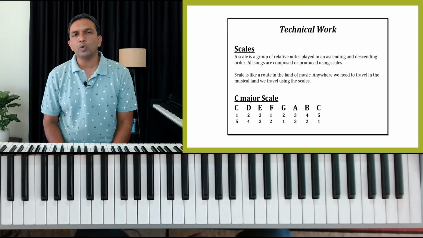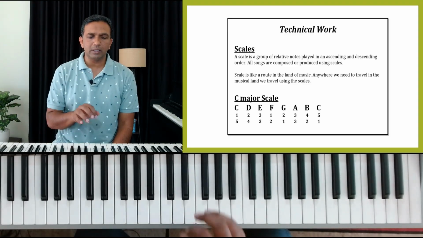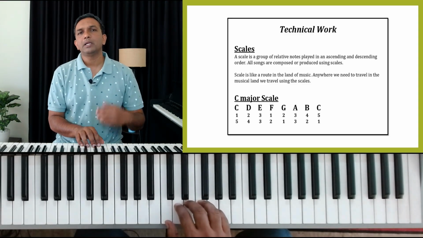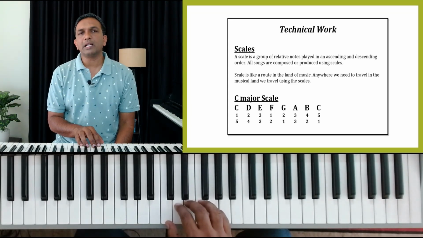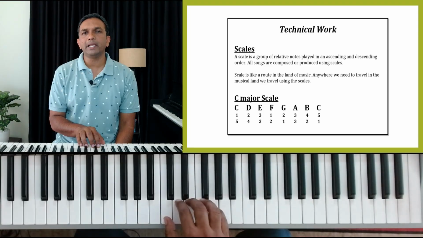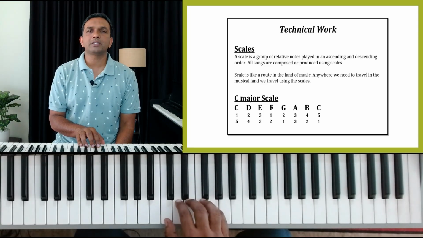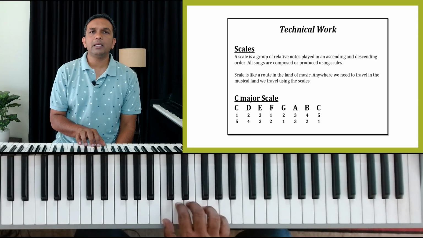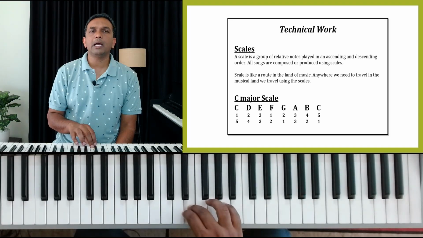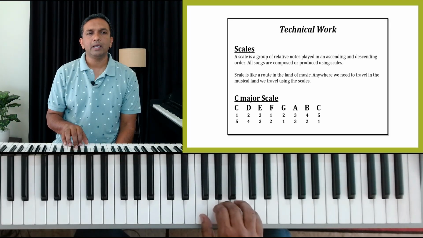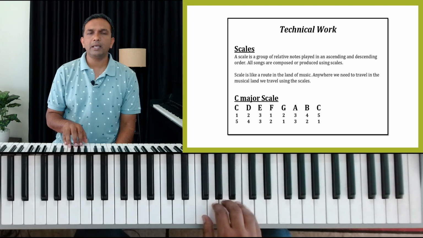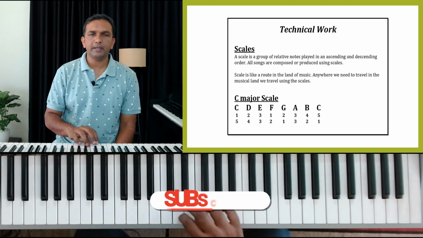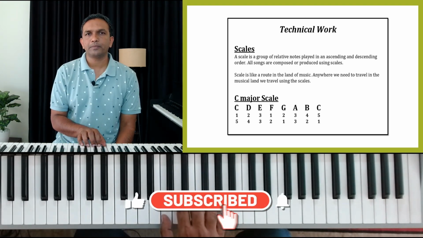The numbers at the top are the finger numbers for the right hand. The bottom numbers are the finger numbers for the left hand. So let me start by playing the C major scale. The C major scale: C, D, E, F, G, A, B, C. Coming back: C, B, A, G, F, E, D, C.